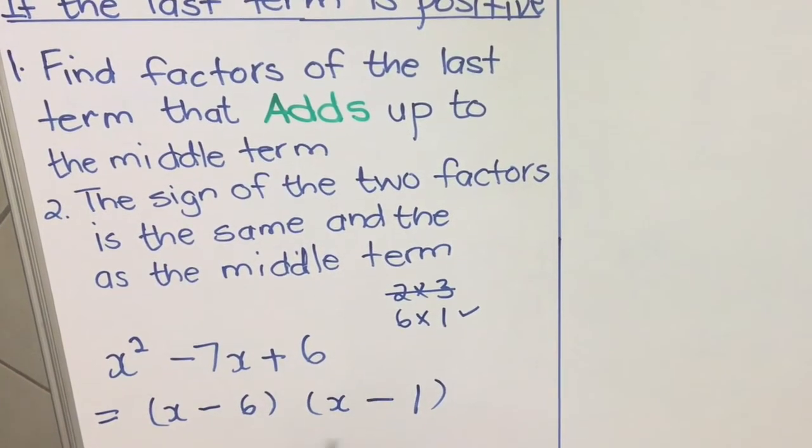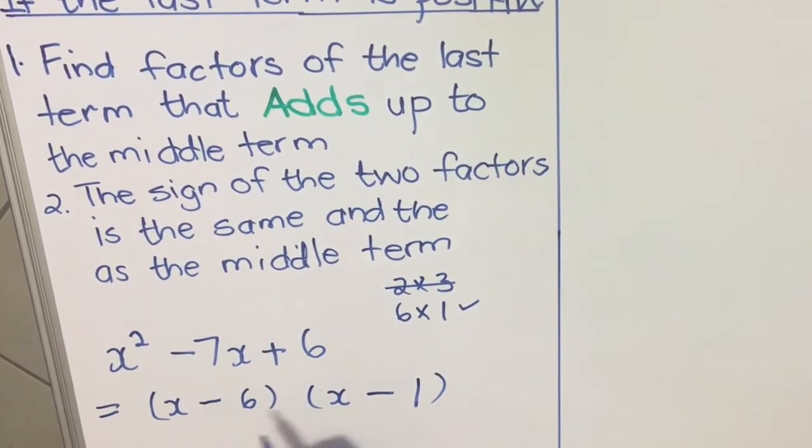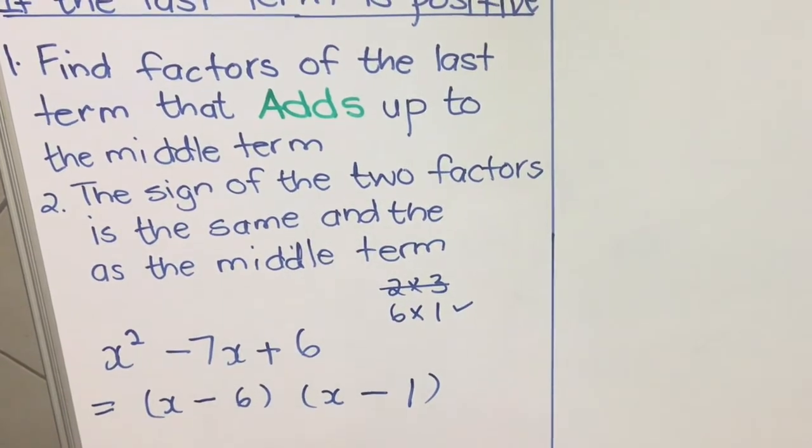In our previous example, the middle term was positive, so both of them were positive. In this question, the middle term is negative, so both of them will be negative.